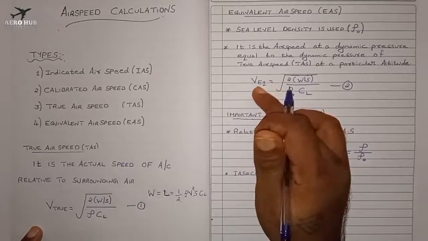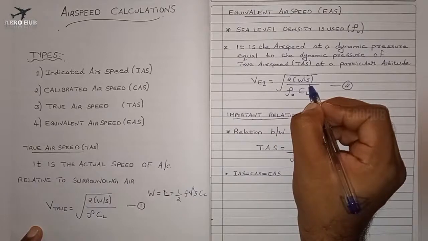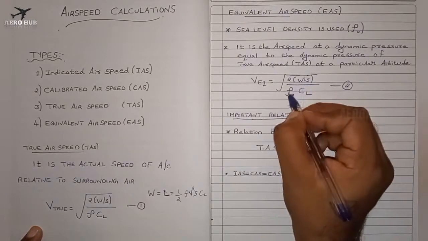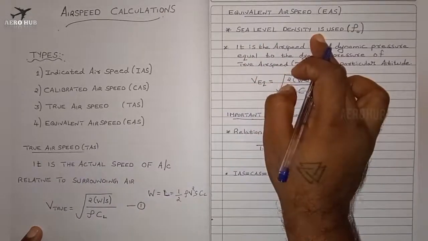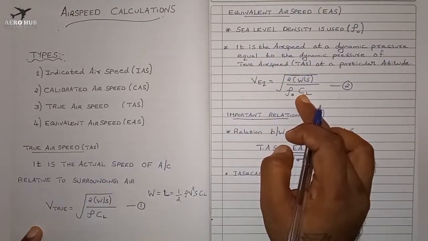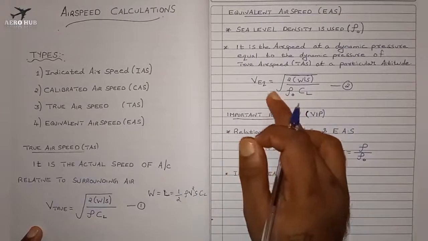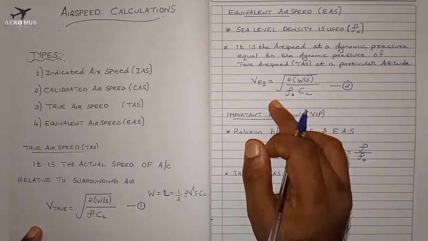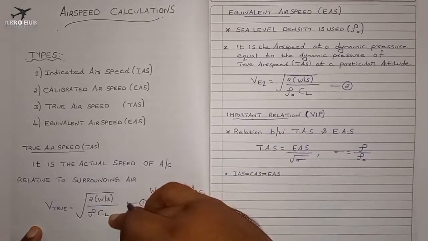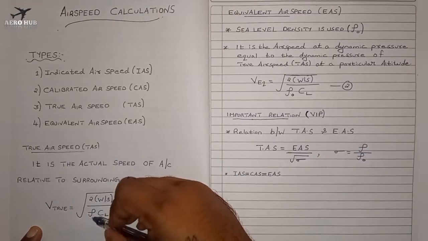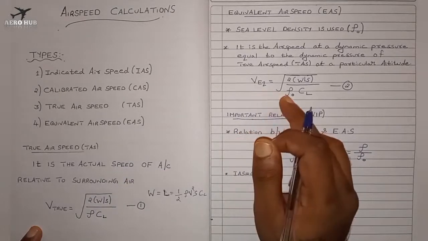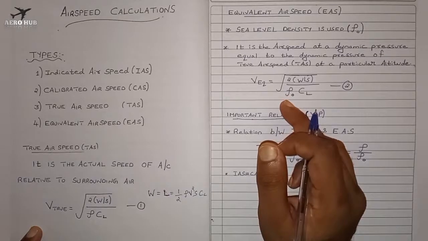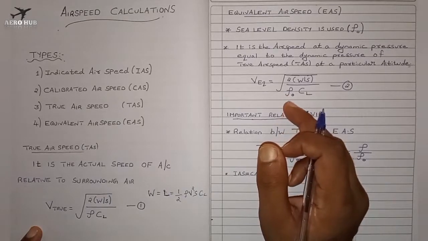In the case of equivalent airspeed, it is root of 2 times the wing loading W by S divided by rho naught into CL, where rho naught is the sea level density. This is the equation to find the equivalent airspeed, and the earlier one is the equation to find the true airspeed. The only difference is density. The density we use for true airspeed is the density at the corresponding altitude, and the density we use for equivalent airspeed is the density at sea level.